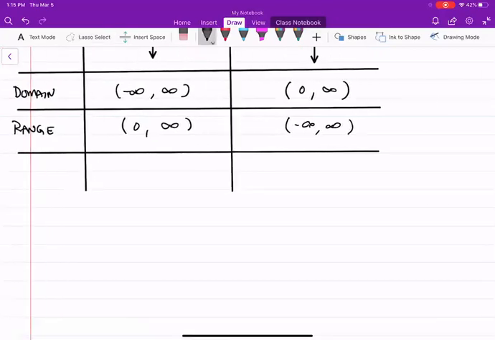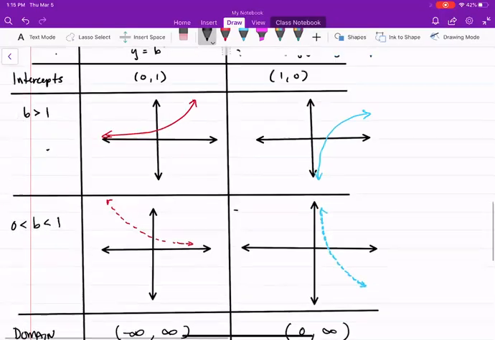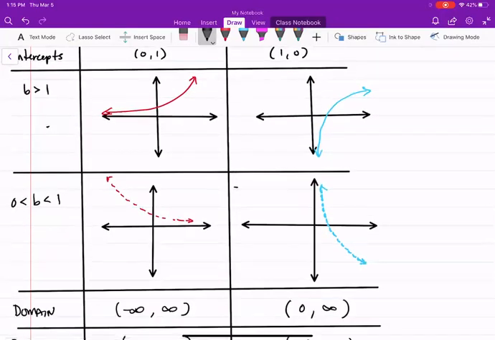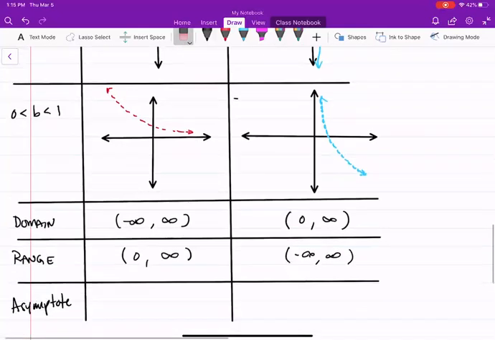Okay. How about the asymptotes? What is the asymptote for the exponential function? What does it go really close to, but not touch? Y equals 0.